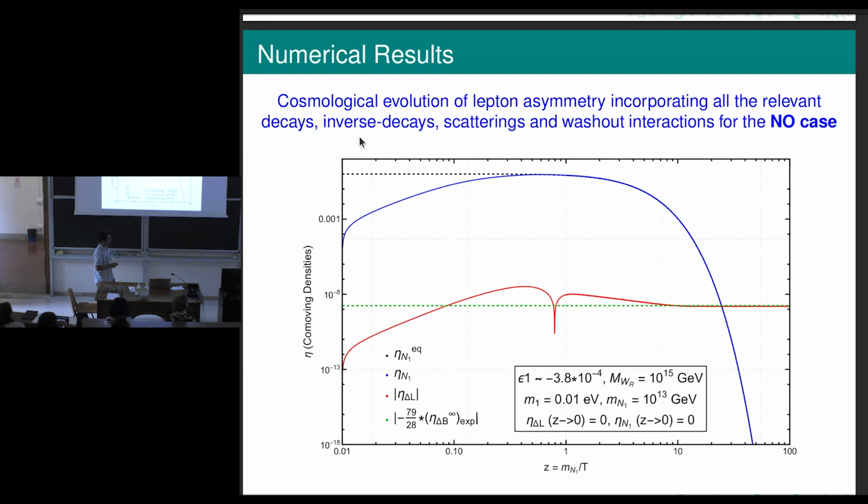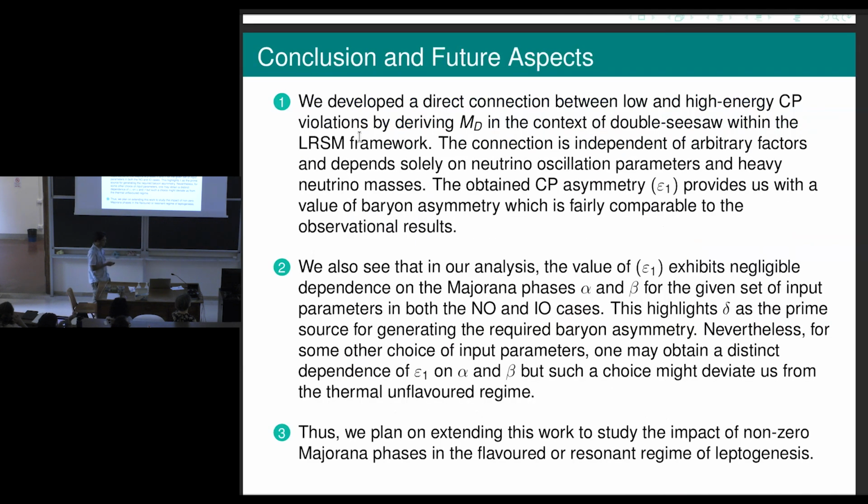Here you can see the number density and its evolution with temperature. These green lines are from the cosmological observation data, and this is the asymmetry in the lepton sector using the considered model framework. So that's what we studied here.